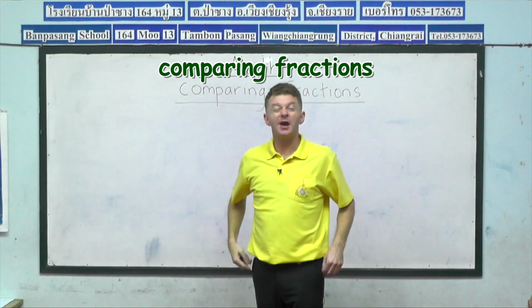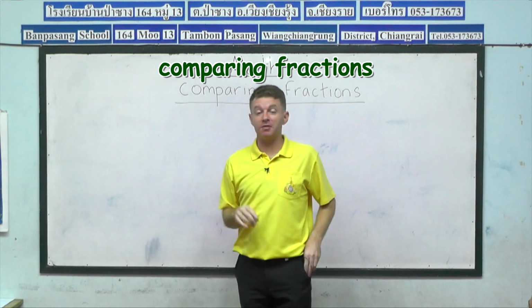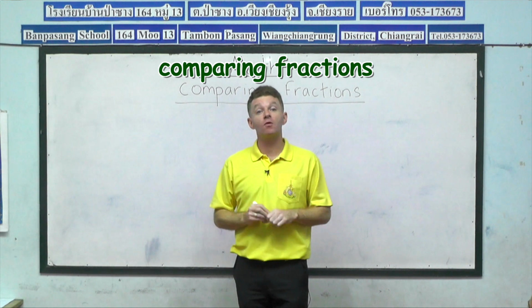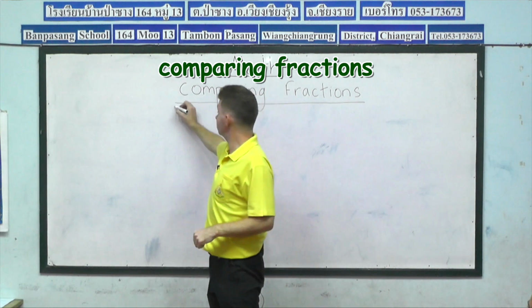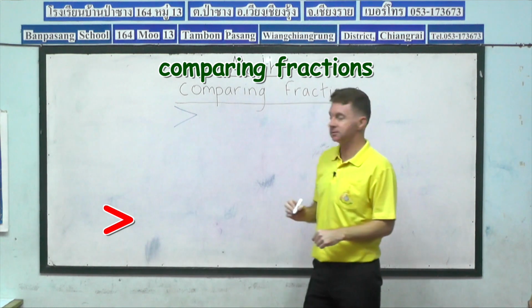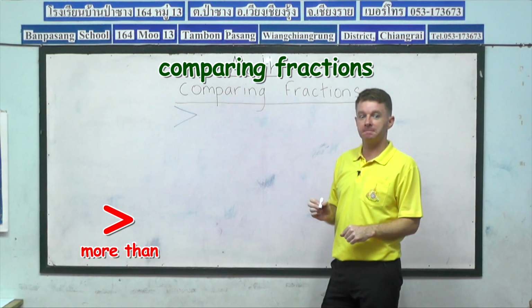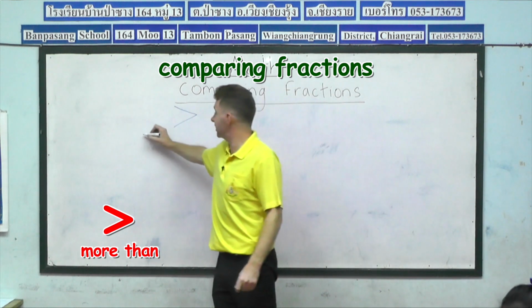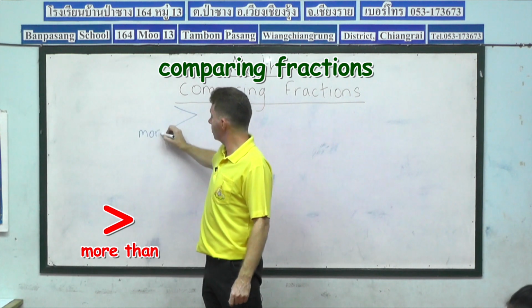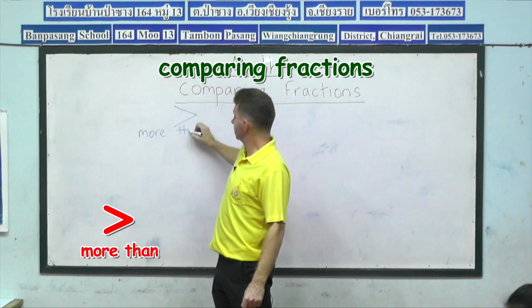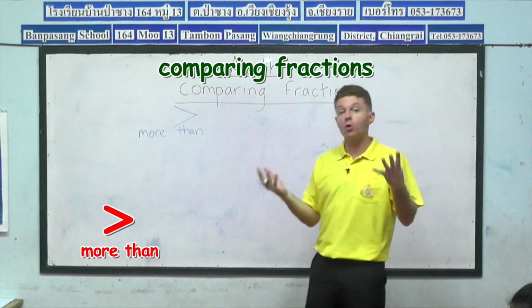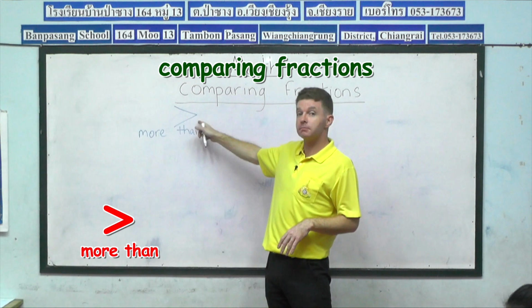And remember, when it comes to comparing things, such as fractions, there are 3 symbols that we use that are very important. The first symbol we can use is this. What does this symbol mean? Anybody remember? More than. Greater or more than. Yes, it's the same thing. M-O-R-E, T-H-A-N. More than. If something is greater or a bigger number, we use the symbol for more than.